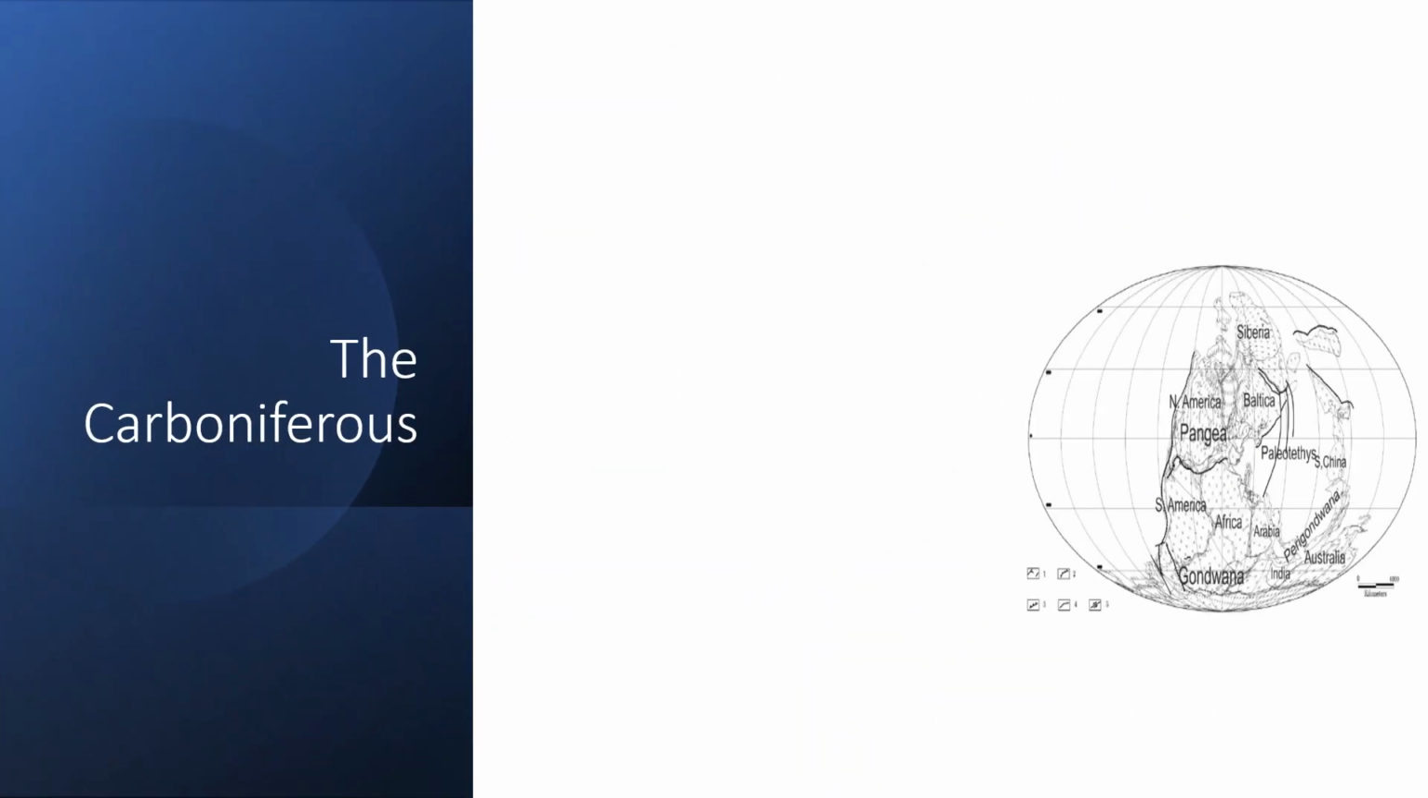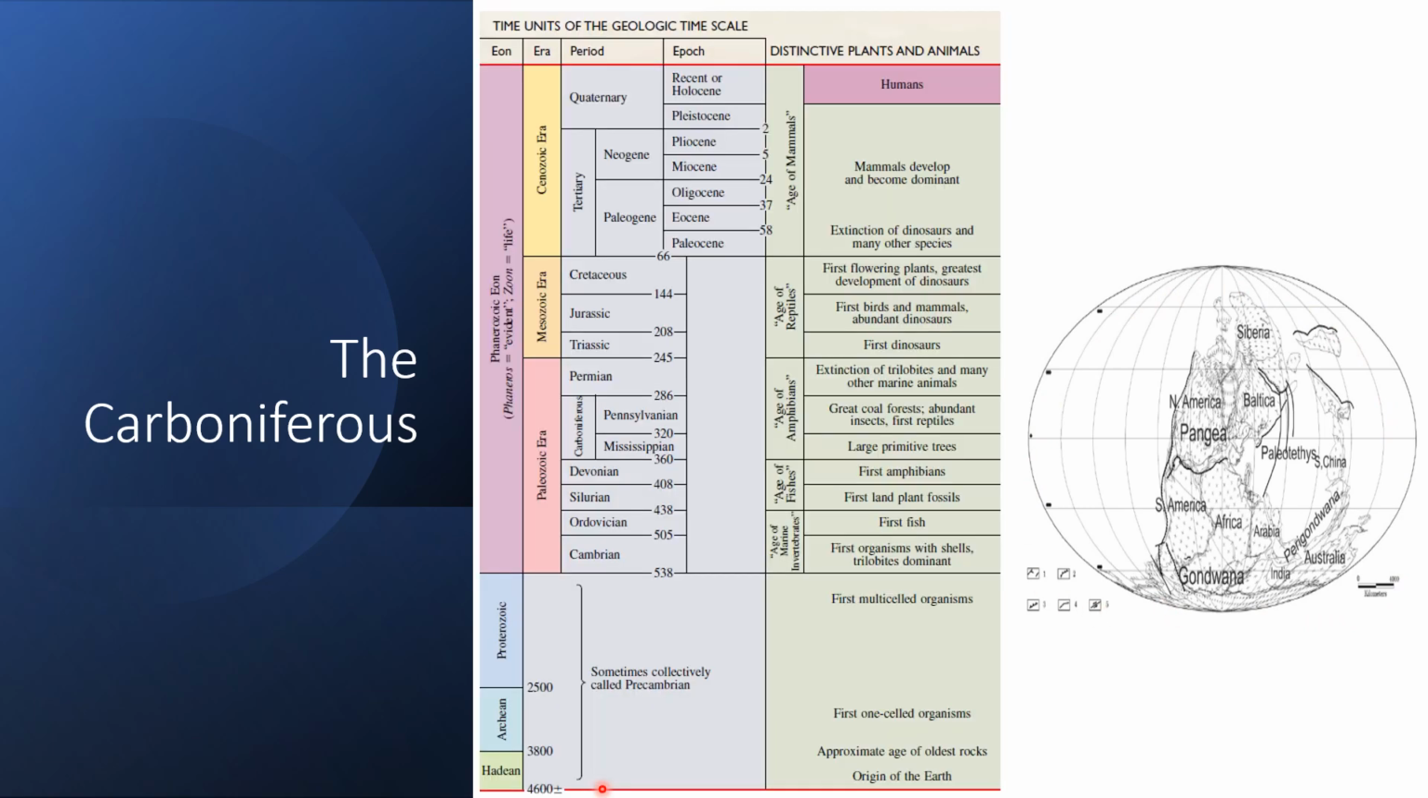The Carboniferous period and the paleogeography of the Carboniferous is shown here in this image. The position of the Carboniferous period is shown here in the geological time scale, and it is in the upper part of the Paleozoic era.